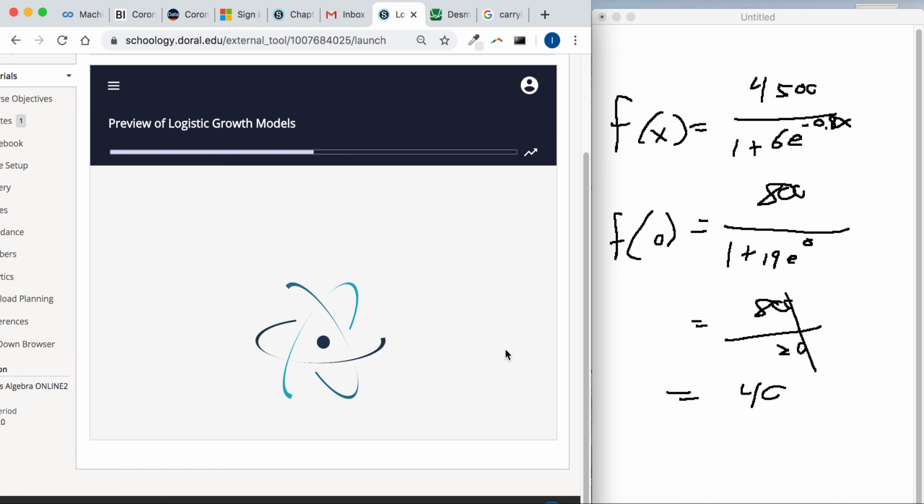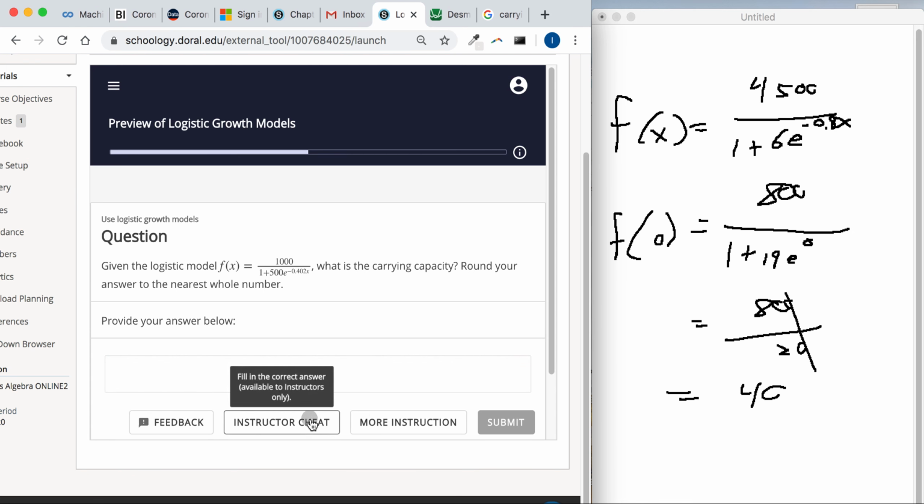Okay, let's see if there's anything else. Carrying capacity, which we talked about.